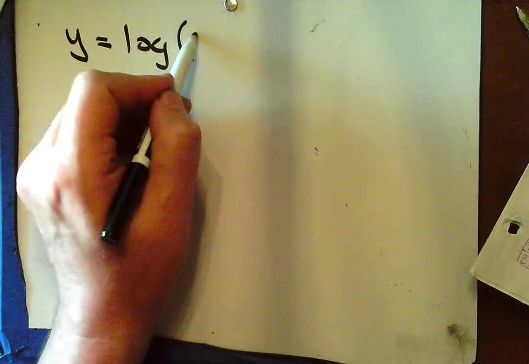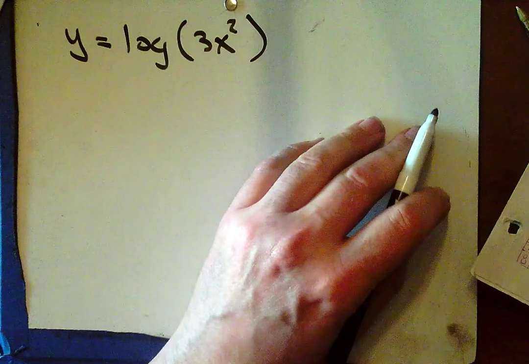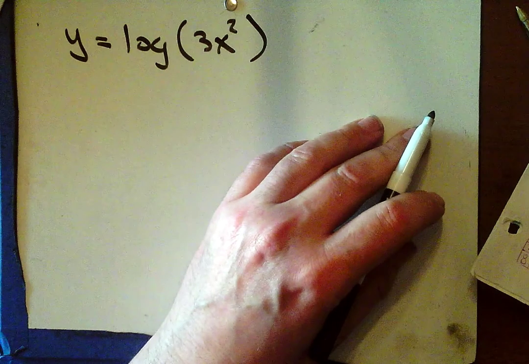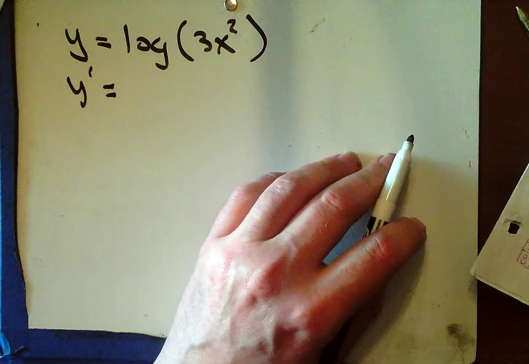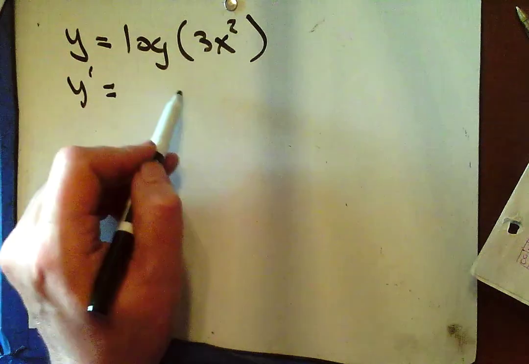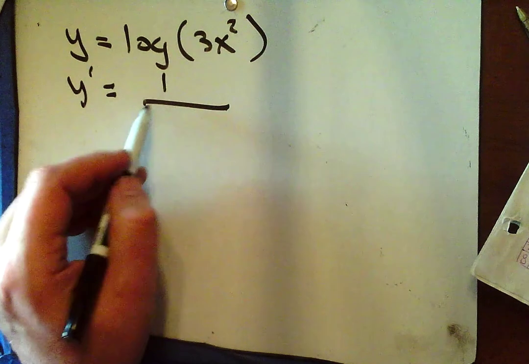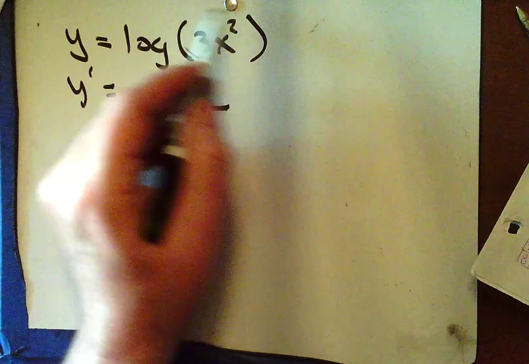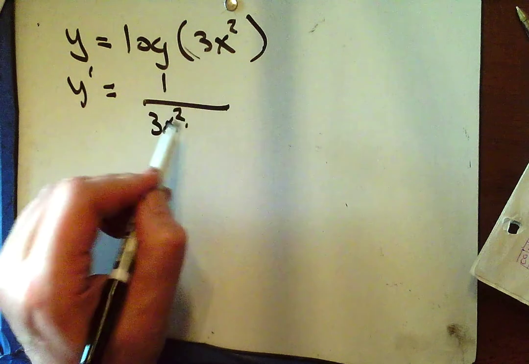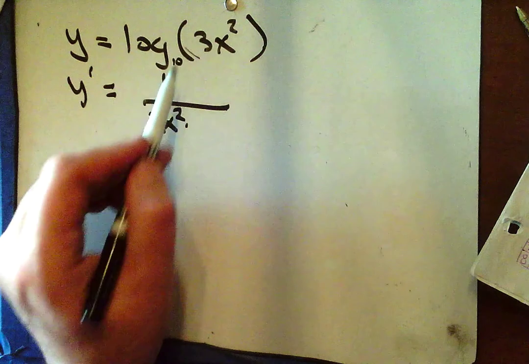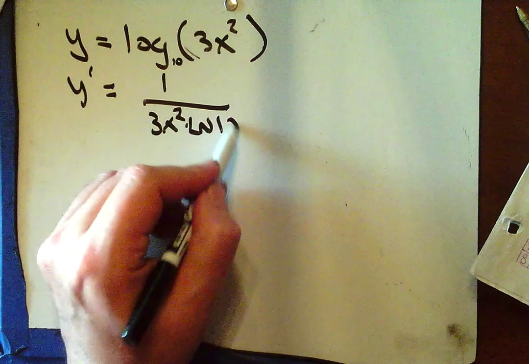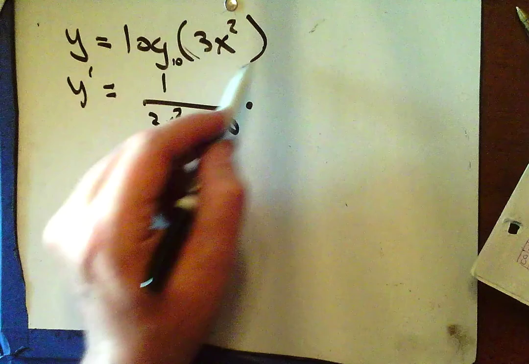All right, so let's do some quick review of some logs and derivatives. So, did you get 1 over stuff times ln of the base? What's the base here? Well, it's just log. We know it's log base 10. So I'm doing ln of 10 here, times the derivative of the inside function.